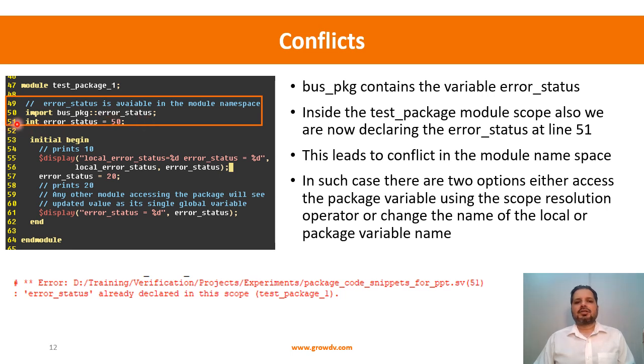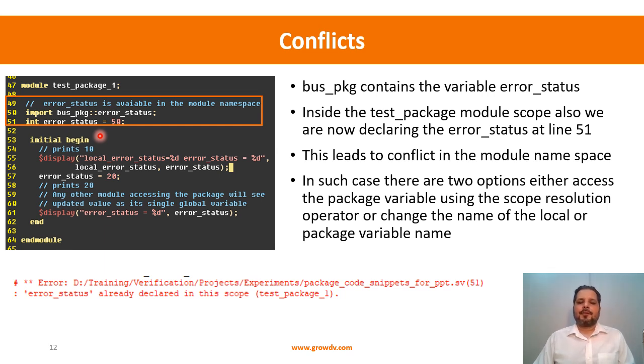And then on this line 51, I am also declaring another local variable within this module called error status, right? So think of it like this. In real life development, what can happen is that I might not have this bus package, right? So let's say we are buying that verification IP, and prior to that in my module I have already declared this error status because we are implementing the same specification. So error status might be a popular term, and I have already declared a variable called error status.